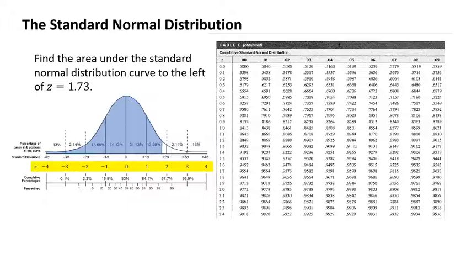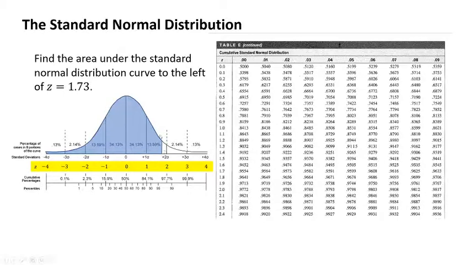All right, so we can use this standard normal distribution to calculate a lot of cool things. So let's take a look. Let's find the area under the standard normal distribution curve to the left of z equals 1.73. Okay, so we're over here now. We've been on this section of the normal distribution curve up until now.